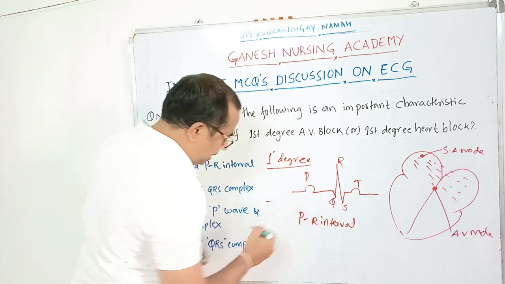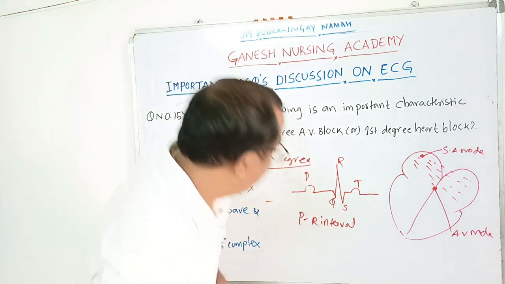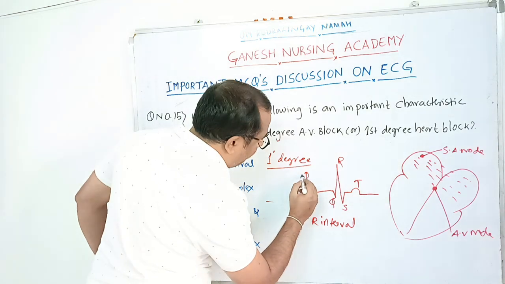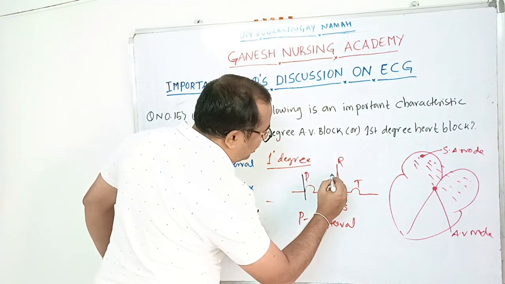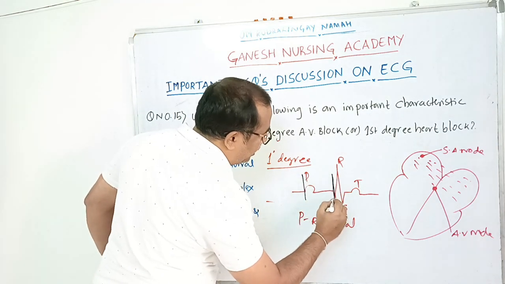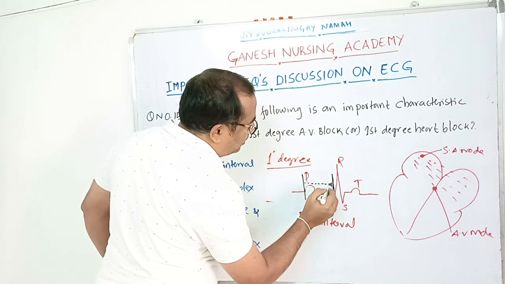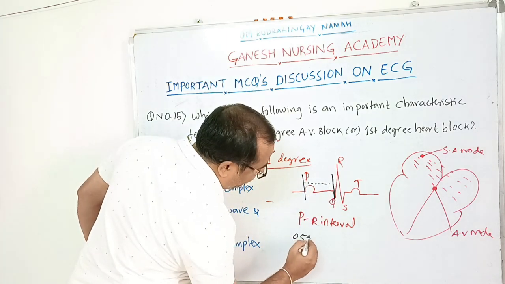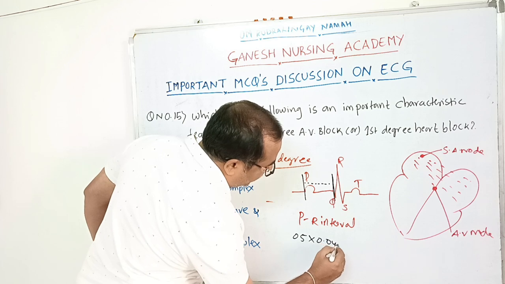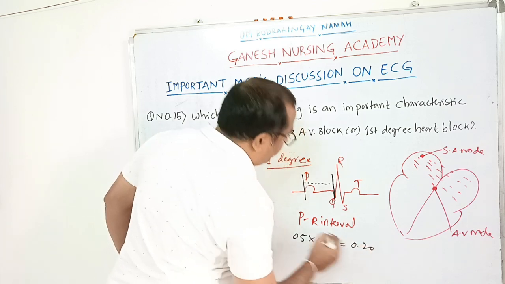Now, how do we check the PR interval? We mark the beginning of the P wave and the beginning of the Q wave. Then we count the number of small boxes. Suppose the number of small boxes is 5. 5 into 0.04, that is 0.20. So like this.